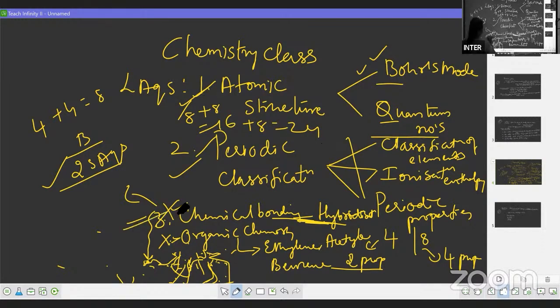So you pray not to get this hybridization in the SAQ. If it is not coming in the LAQ, definitely you are going to get it in the SAQ. Okay, so that is the benefit here.